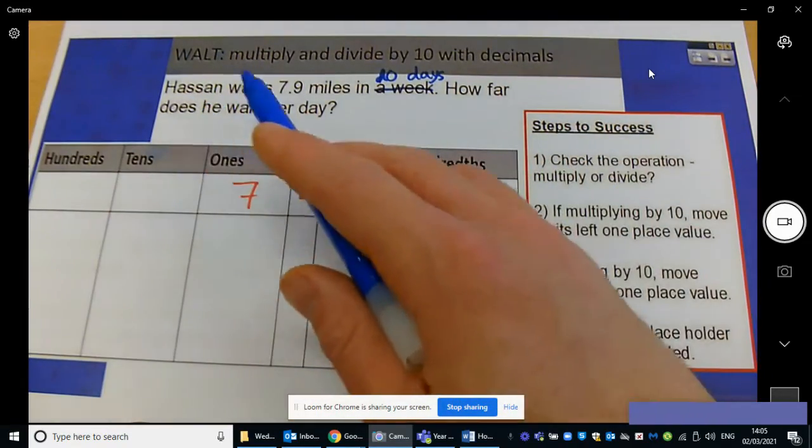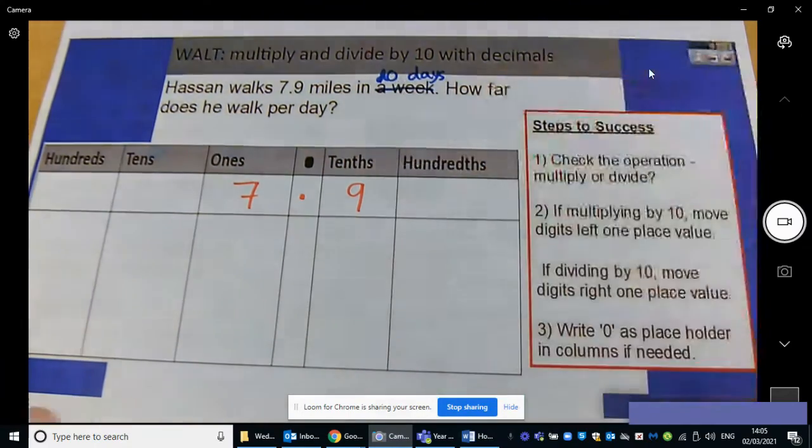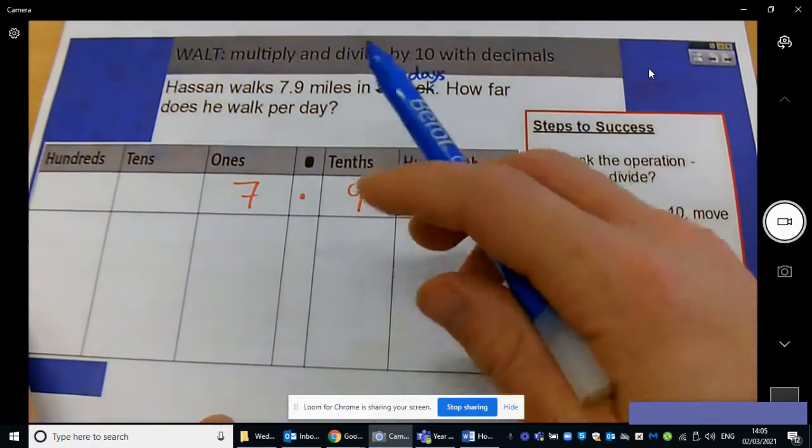We're going to be looking at: Hassan walks 7.9 miles in 10 days, not in a week, in 10 days. How far does he walk per day? This should make it a bit more straightforward for those of you that were struggling. So I apologize about that.